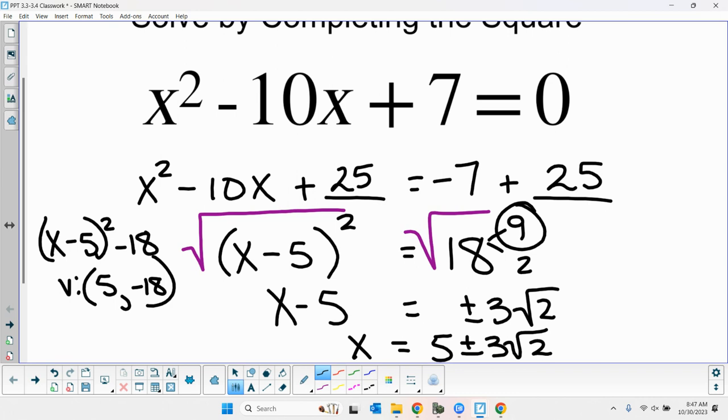That's it. Any questions on that formula? Okay, let's look at what we did for homework.